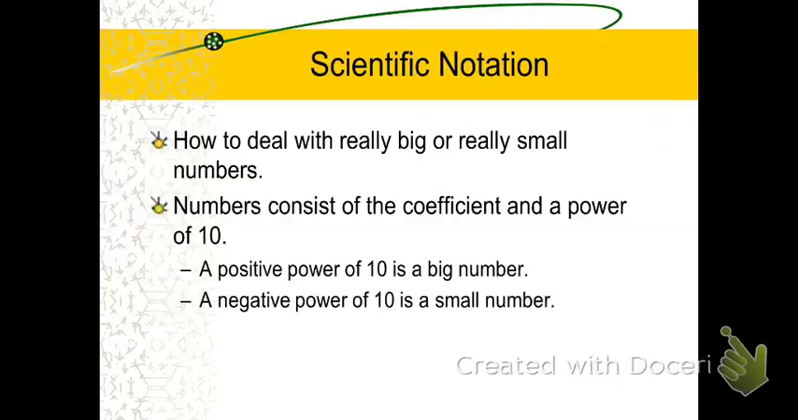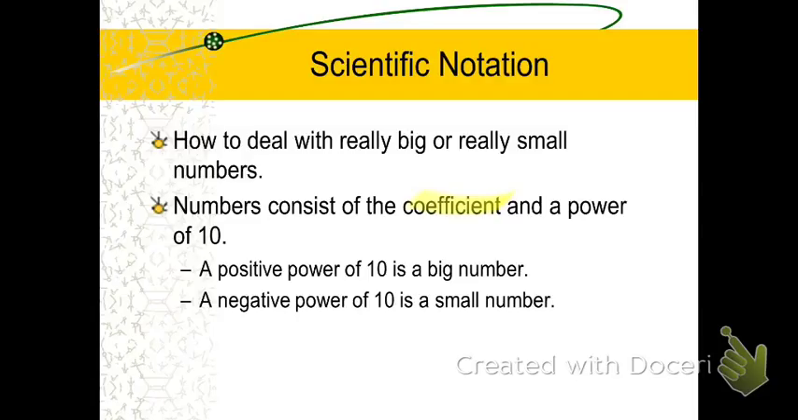Scientific notation is a way to deal with really big or really small numbers. And we in science use them a lot because we do measure very large things and very small things. But you may also use them in your math class and should have been taught this before in one of your math classes. In scientific notation, remember that the number consists of the coefficient, which is the large number in front, and some kind of power of 10. And so if you have a positive power of 10, it is a big number, and a negative power of 10 is a small number.